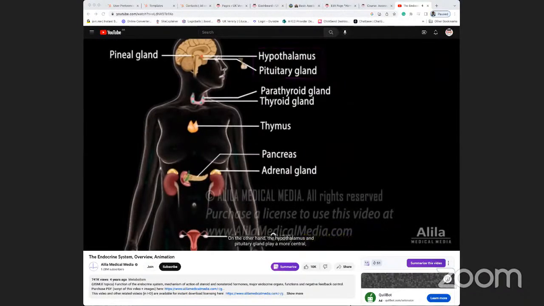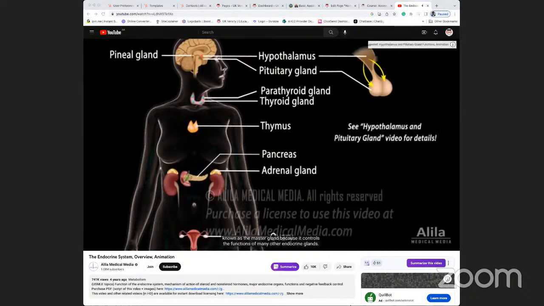On the other hand, the hypothalamus and pituitary gland play a more central, integrative role. The hypothalamus is also part of the brain. It secretes several hormones called neurohormones, which control the production of other hormones by the pituitary. Thus, the hypothalamus links the nervous system to the endocrine system. The pituitary is known as the master gland because it controls the functions of many other endocrine glands.